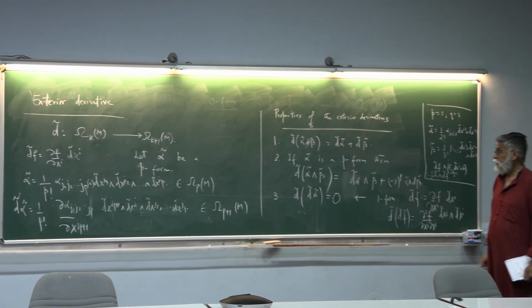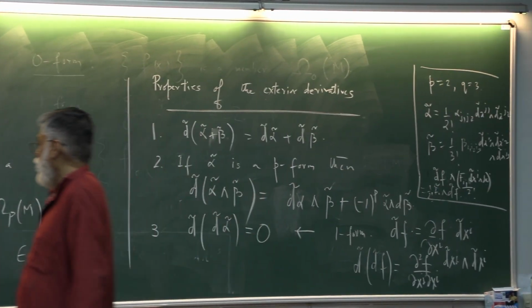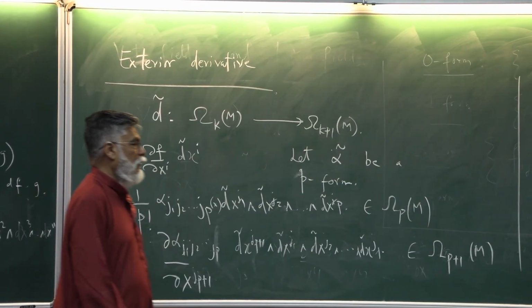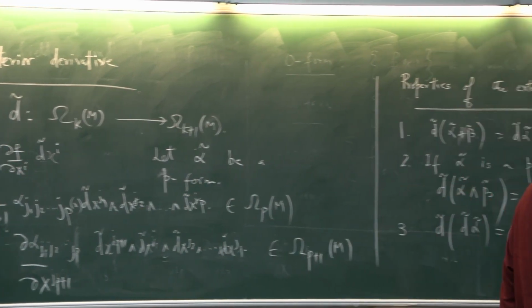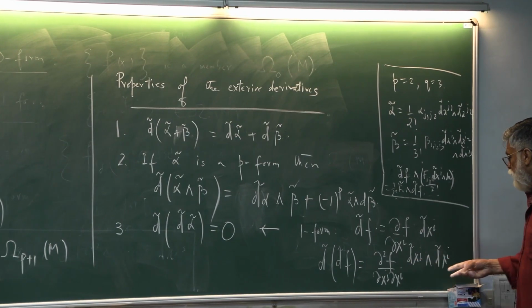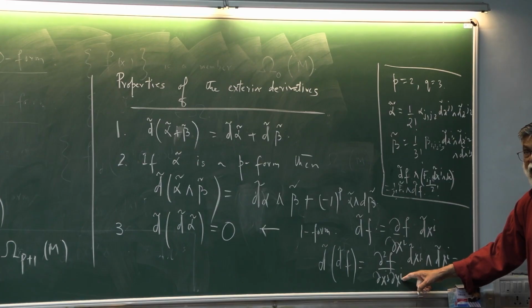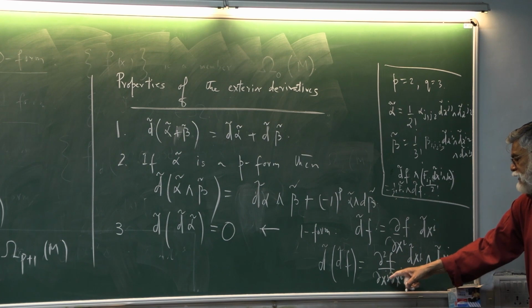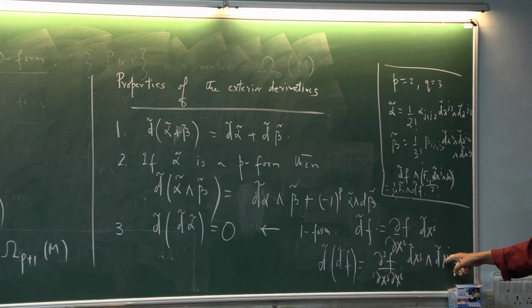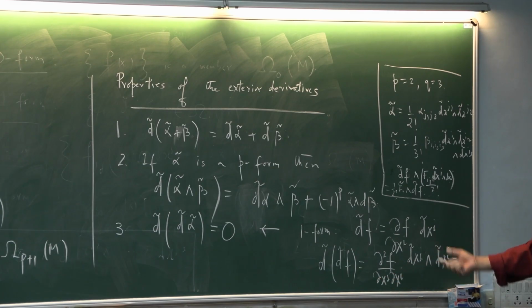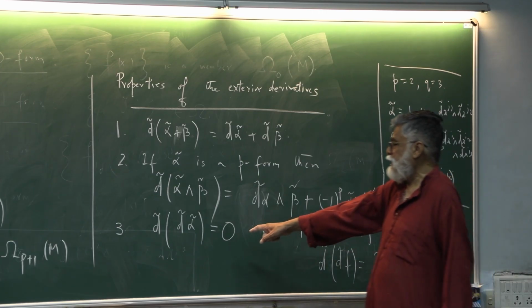Because remember, by definition, this is how you take d acting on a p form. But this object is 0. Why? Because in del 2f by del xj del xi the partial derivatives commute. So del 2f by del xj del xi is the same as del 2f by del xi del xj. But dxj wedge dxi is minus dxi wedge dxj. That is antisymmetric. So this is symmetric, this is antisymmetric, and therefore the product necessarily is 0. That's how you get this result.